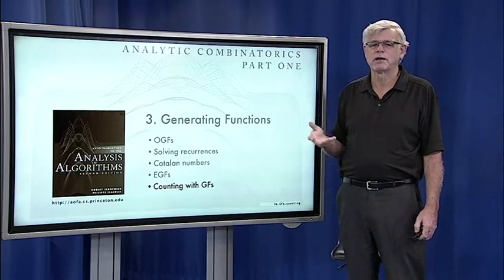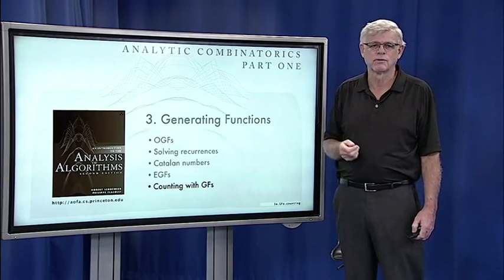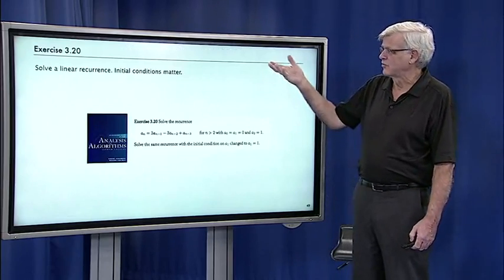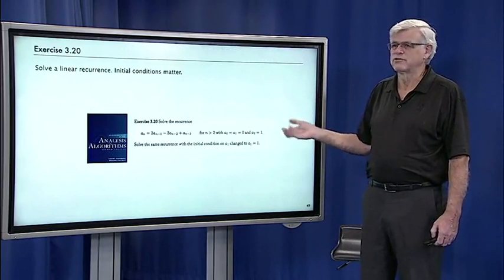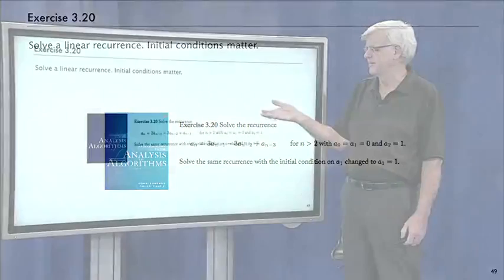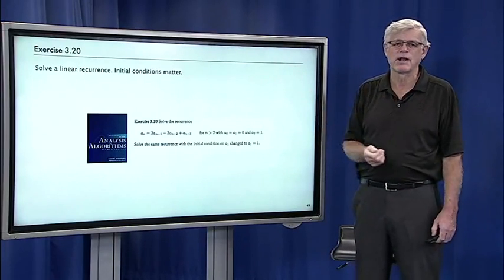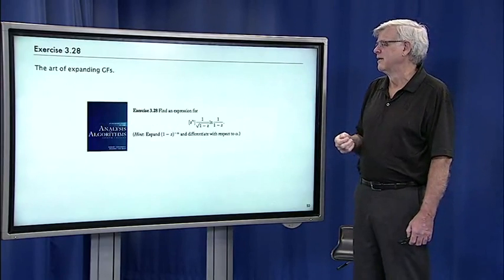And so now I want to finish by giving you a few exercises that you might do before the next lecture. First one is to just practice solving a recurrence. And this is an example that shows that the initial conditions really matter. So solve a recurrence with one set of initial conditions, and then solve the same recurrence with just that one initial condition changed. And you can see the impact of just that one change on the recurrence, and also get some practice on solving recurrences.